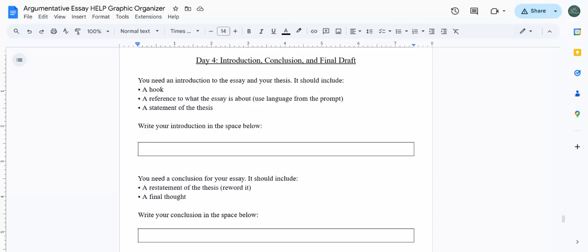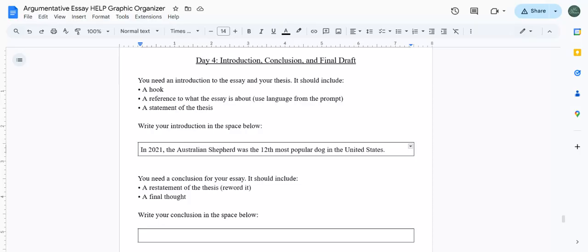How many people own an Australian Shepherd? The 12th most popular dog in the US. Okay, that works for me. Let's use that. In 2021, the Australian Shepherd was the 12th most popular dog in the United States. Okay? Now, a reference to what the essay is about or a statement of thesis.